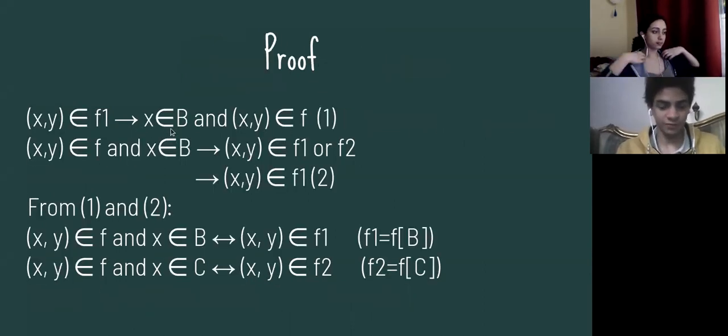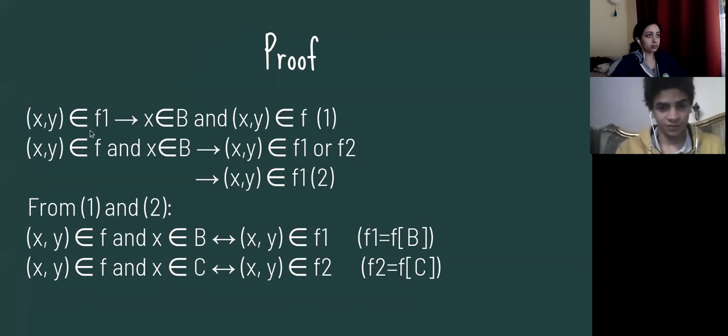So the first part of the statement, that (x, y) belongs to f1 implies that x belongs to b, is just from the definition of f1. And the second statement, that (x, y) belongs to f, is because f equals f1 union f2. That's from the definition of the union.